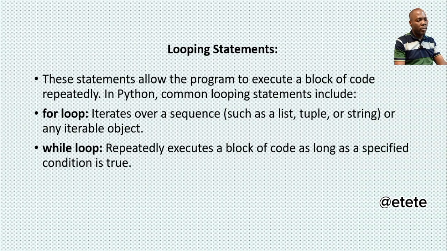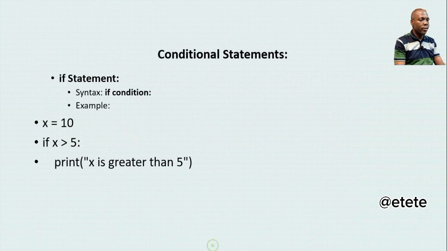Now, looping statements. These statements allow the program to execute a block of code repeatedly. In Python, common looping statements include the for loop, which iterates over a sequence such as a list, tuple, or string, or any iterable object, and the while loop, which repeatedly executes a block of code as long as a specified condition is true. Practically, we are going to see it.